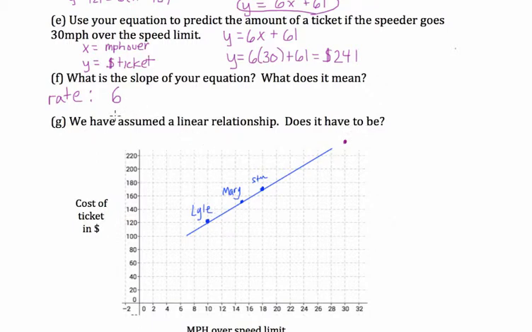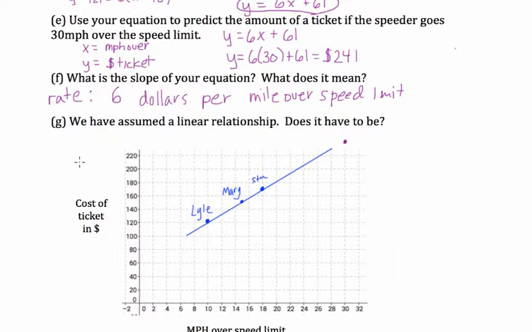So 6, let's interpret that a little bit more. 6 what? This is going to be $6 per mile per hour over the speed limit. So that means for every 1 mile per hour I go over the speed limit, I'll be spending $6 more in the cost of a ticket.